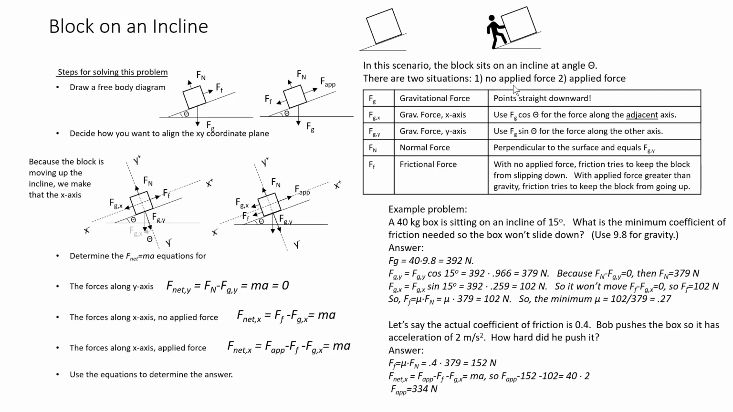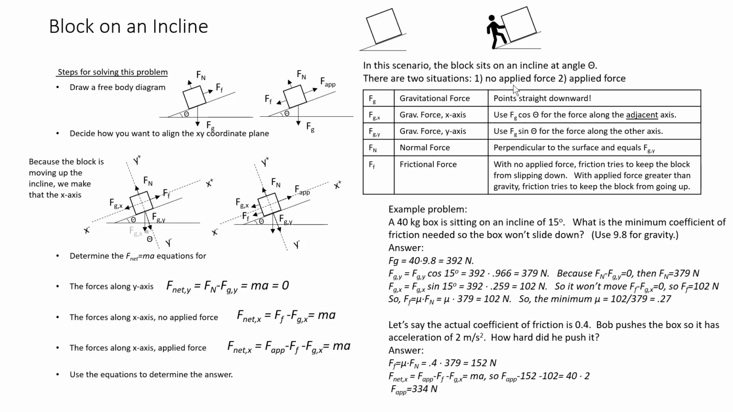Okay, so for these equations, we can do the forces along the y-axis. That's the normal force minus the gravitational force along the y-axis. And for the x-axis, when there's no applied force, it's just the frictional force in the positive direction, because the gravitational force is in the negative direction and the friction's just holding it up. Now, it may slide or it may be held. So the ma may be accelerating or it may be 0.